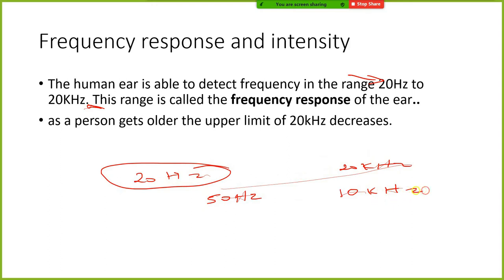So it varies, right? We just have to understand that your response to frequencies will change. So that's the reason why your grandparents, or so forth, you have to talk loud in their ears for them to hear, because they can't respond to frequencies like before.